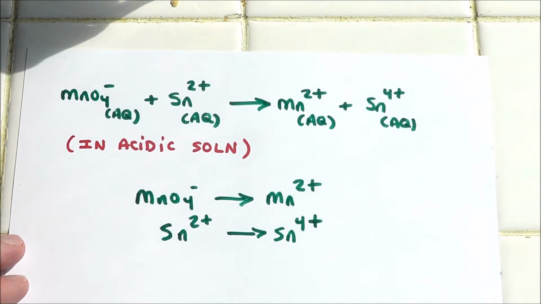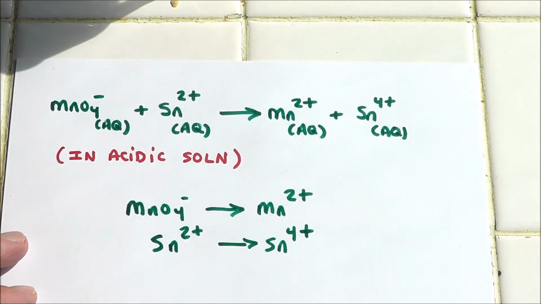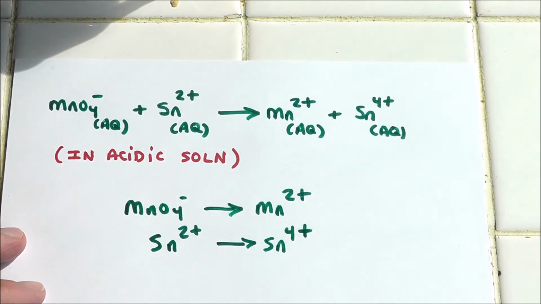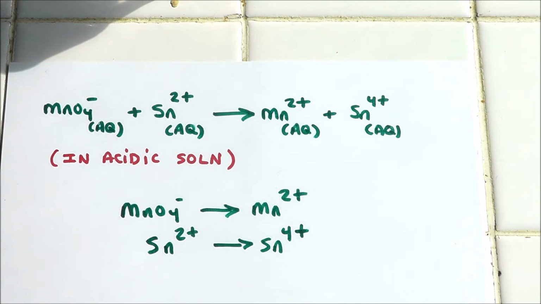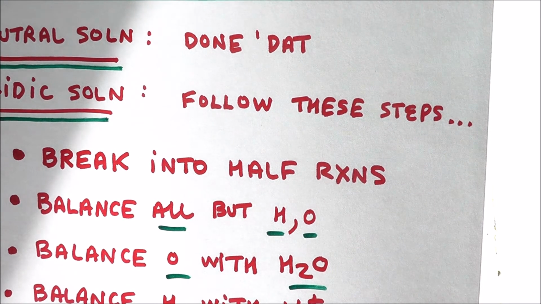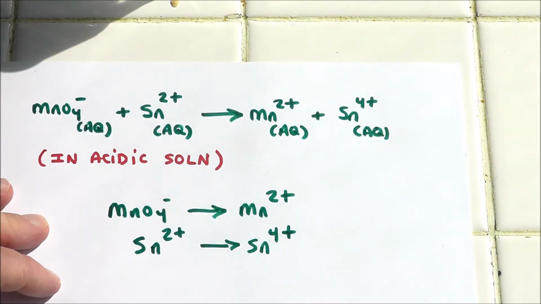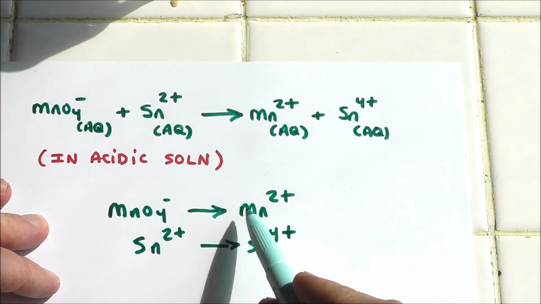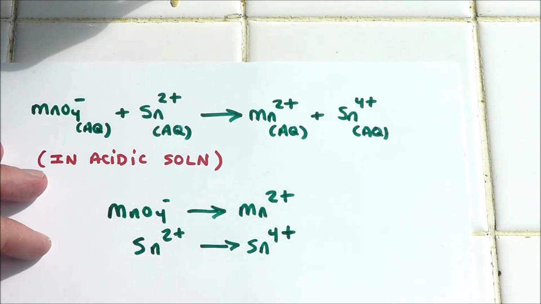Now, you don't have to completely understand the next steps, but just trust me, we're trying to minimize our variables. The next step is we are going to balance oxygen. No, I'm sorry, I skipped a step, folks. We're going to balance everything that isn't hydrogen or oxygen. Well, that's manganese here, and that's balanced already, one manganese on each side. Tin here, one tin on each side. So that step is already taken care of.